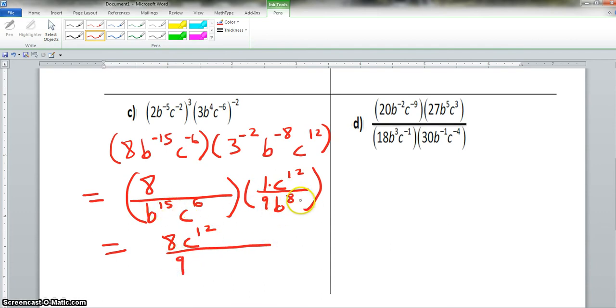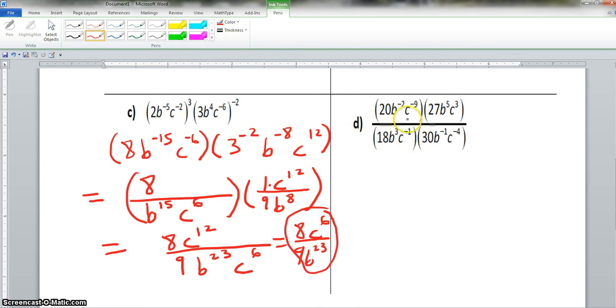b to the 15th times b to the 8th will give us b to the 23rd, and we will bring over our c to the 6th power. Now we can simplify these c's here. So we will have 8, c to the 12th divided by c to the 6th will give us c to the 6th, all over 9, b to the 23rd.